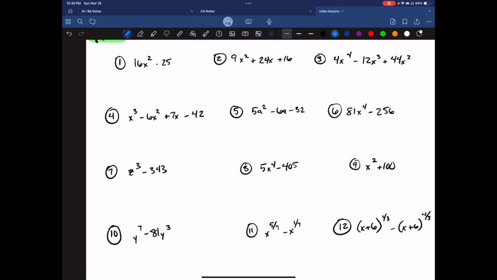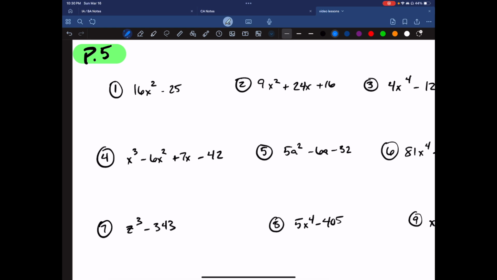All right, so number one, you should notice off the bat that 16 is a perfect square and 25 is a perfect square, and you're subtracting. So this is going to be that difference of two squares situation. What's the square root of 16? 4. I'm going to go in both parentheses. X squared is going to break down to x and x. The square root of 25 is 5, so it's going to be 5 in both parentheses. And then you're going to have one of each sign, plus and minus. And that's all you do. That's the difference of two squares.